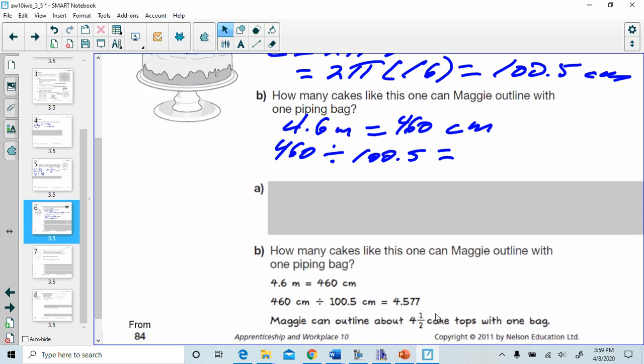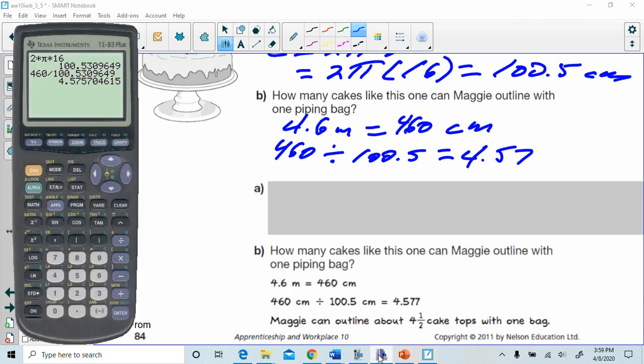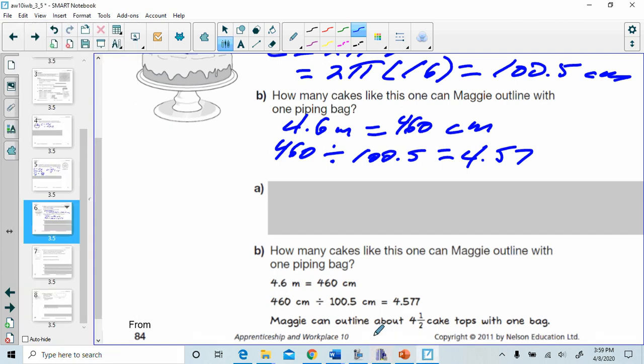So you can do about 4.5. So we're going to round that because again, it sounds weird to ask for 4.57 of those. So this was 4.57. So that one would round to 4.5 cake tops.